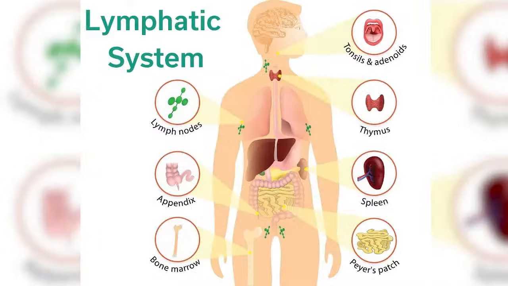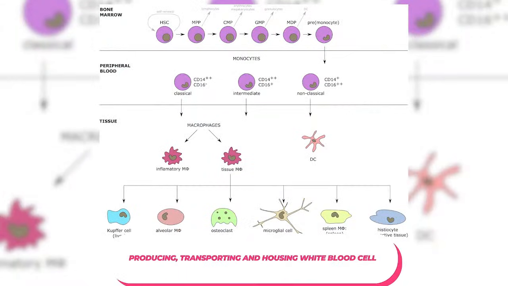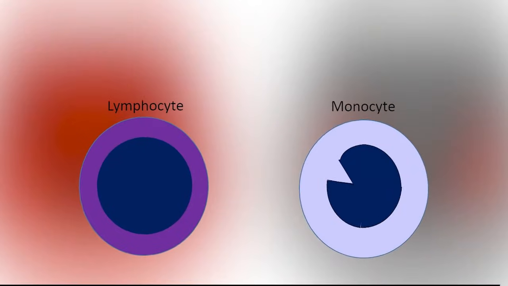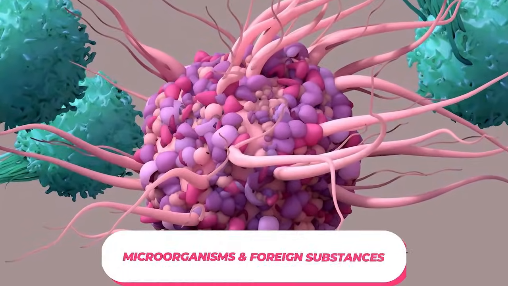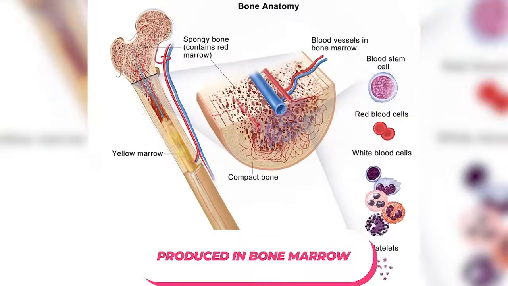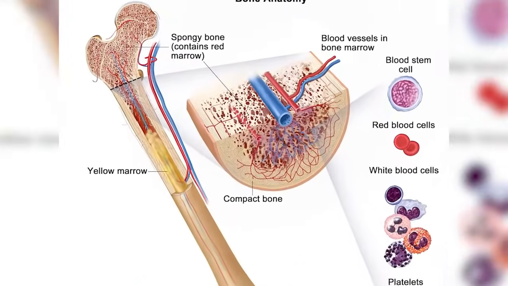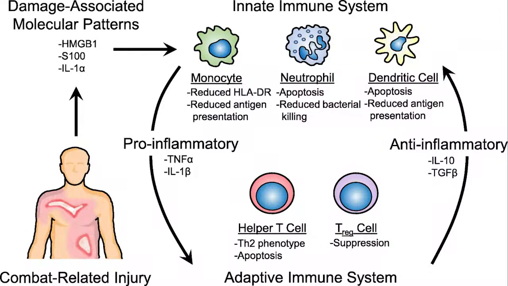The lymphatic system also plays a crucial role in the immune response by producing, transporting, and housing white blood cells, such as lymphocytes and monocytes, which help to fight against invading microorganisms and foreign substances. Lymphocytes, a type of white blood cell, are produced in the bone marrow and mature in the thymus, spleen, and lymph nodes, such as pathogens or damaged cells.